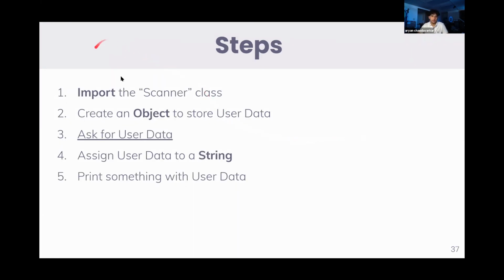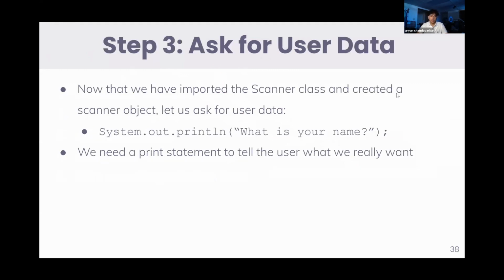Now, the third step is to ask for user data. This is just for the user to know that it wants to type something into the console. So now that we've imported the Scanner class and created an object, we just ask for the user data. So we say System.out.println("What's your name?"). Basically we need a print statement to tell the user what we really want. On Zoom, it might ask you for the meeting password, or when you open up your laptop, it asks you for your username and password. So that asking is what we need to do just for the user to understand what we want them to do.